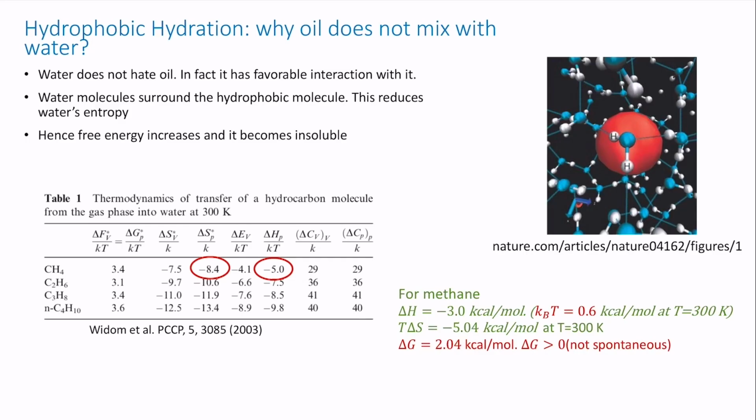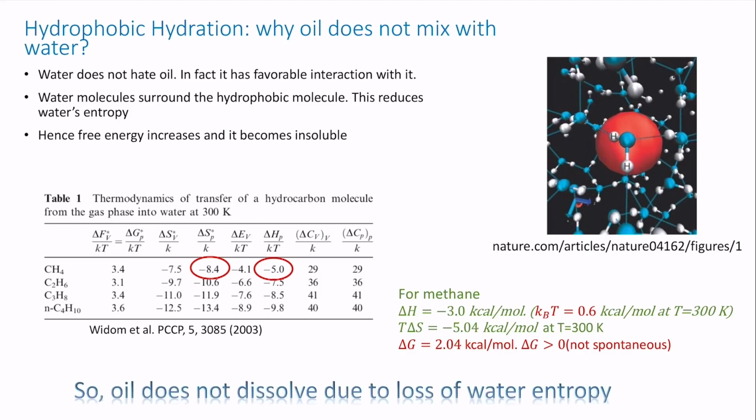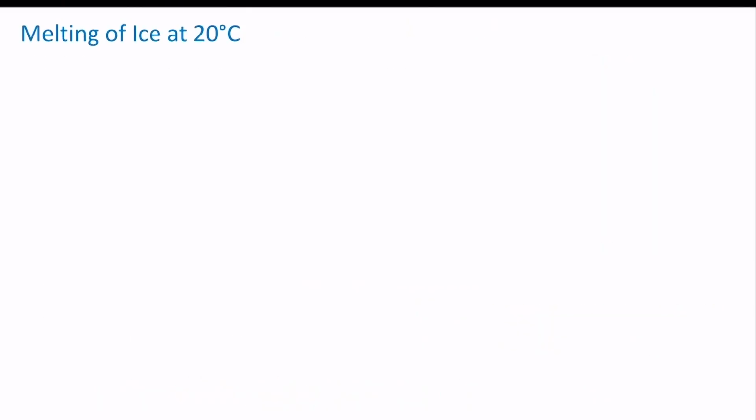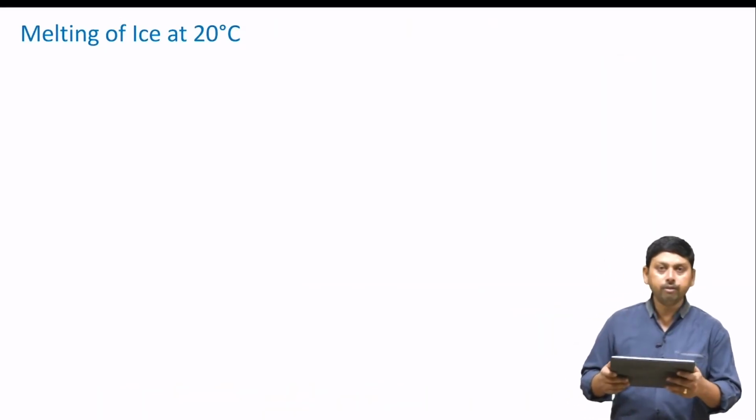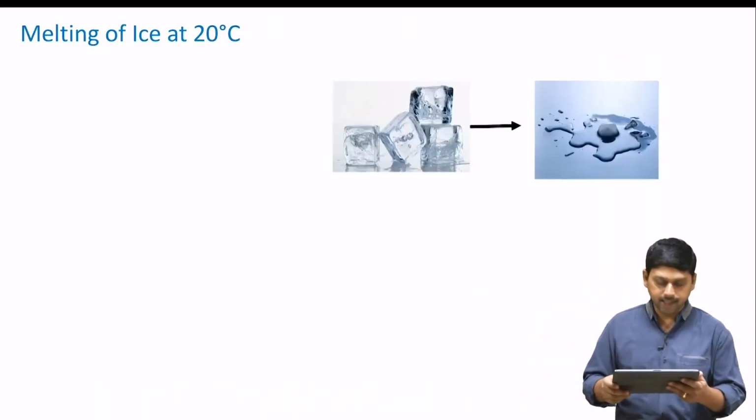But why is it not mixing? It is not mixing because water entropy gets reduced. So, we can say that oil does not dissolve in water due to the loss in water entropy. Let us now talk about just the opposite process, melting of ice at 20 degrees centigrade.